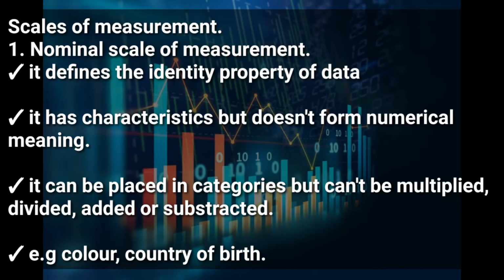An example of nominal scale of measurement is color. You cannot multiply your color, you cannot divide your color, you cannot add, though you can bleach, you cannot subtract. Then the country of birth: you can also not turn your country of birth into numerical meaning, like you turn it into figures. You cannot turn Uganda into figures. But it has the characteristics. Uganda has characteristics, but it cannot be turned into numerical meaning. So that is the nominal scale of measurement.